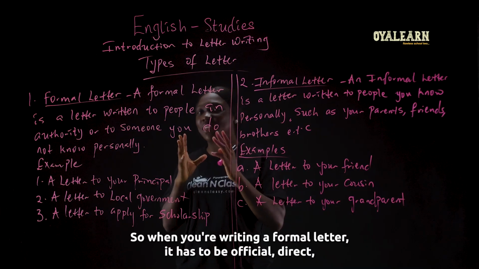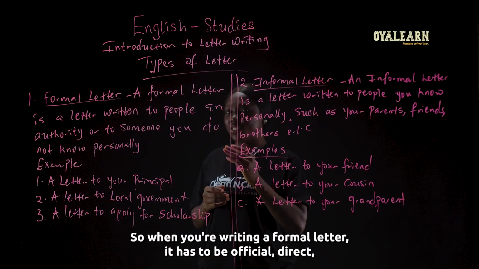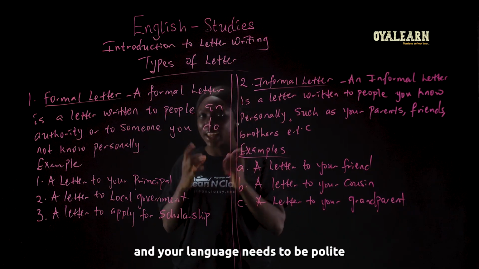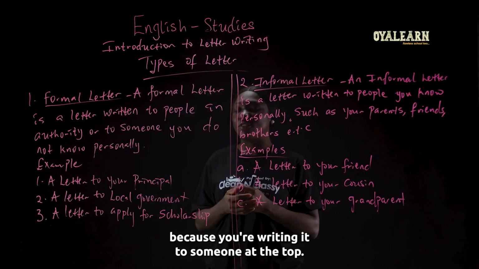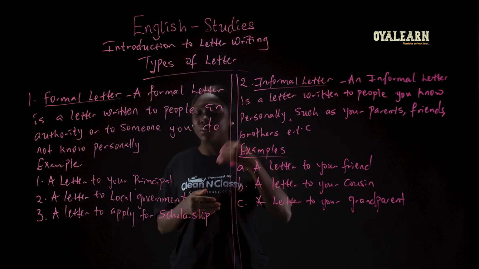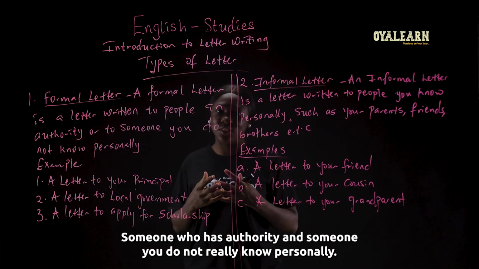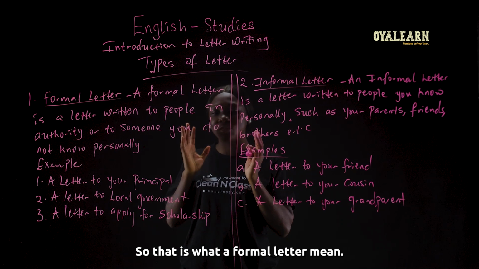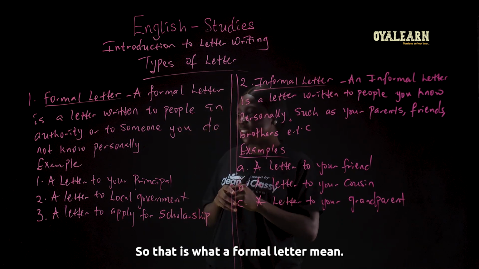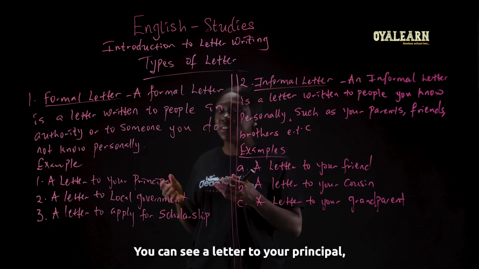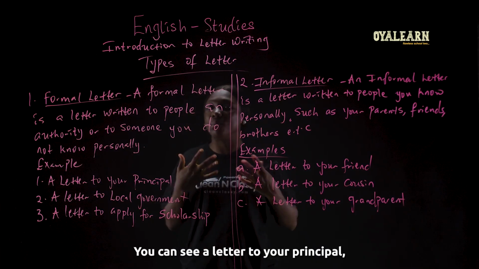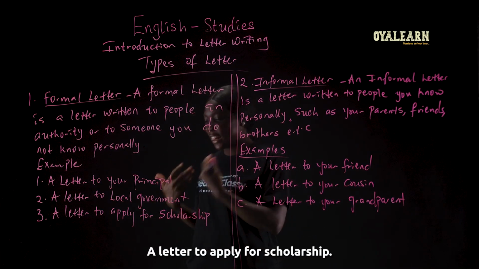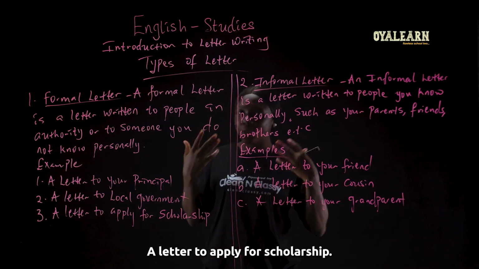So when you're writing a formal letter, it has to be official, direct, and your language needs to be polite because you're writing it to someone at the top, someone who has authority, and someone you do not really know personally. So that is what a formal letter means. Examples of a formal letter are a letter to your principal, a letter to the local government, a letter to apply for scholarship.